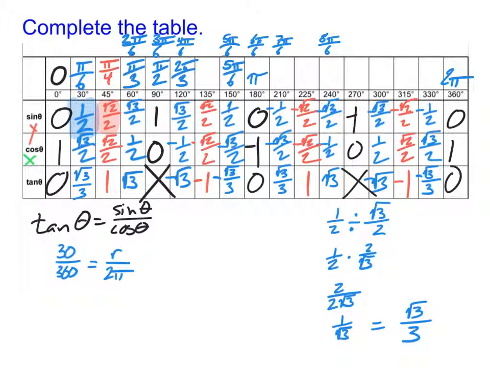So that means every 45 degrees we're adding a pi over 4. So then 90 is 2 pi over 4. And of course that will reduce to pi over 2. 135 is 3 pi over 4.